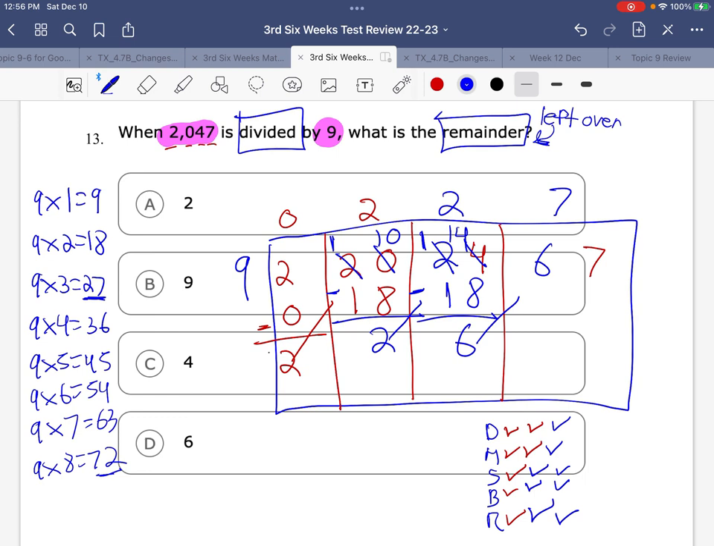Okay, I put a 7 there. I divided, so now I'm going to multiply. 9 times 7 is 63. And now I'm going to subtract. 7 minus 3 is 4. So that means my answer is 2,227 with the remainder of 4. But they only want the remainder, so my answer is C.